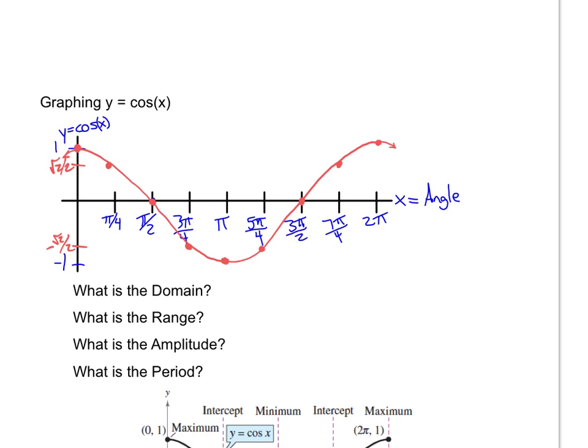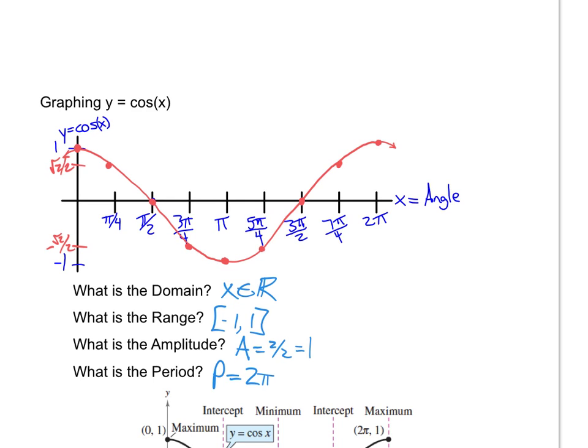Okay? So, what's the domain? All real numbers. That's right. The domain is all real numbers. What's our range? Negative 1 to 1. What's our amplitude? 1. The distance between the lowest point at negative 1 and the highest point at positive 1 is 2. So 2 over 2 is 1. What's our period? 2 pi.